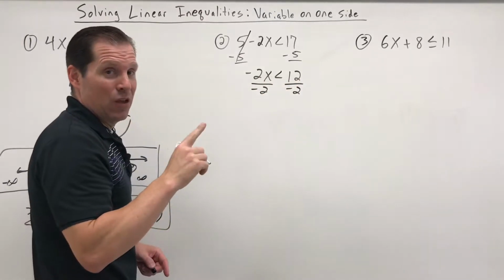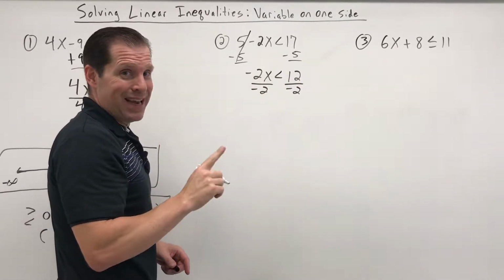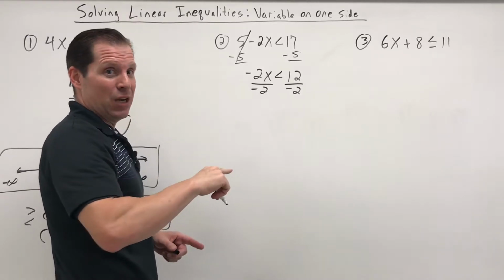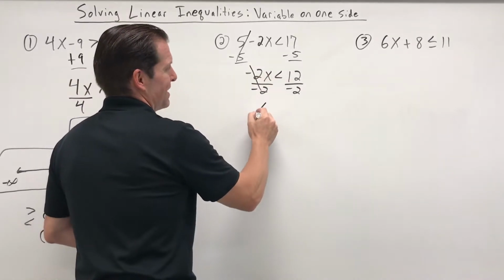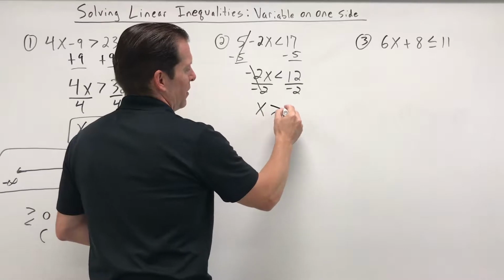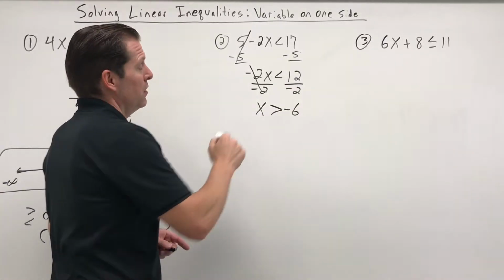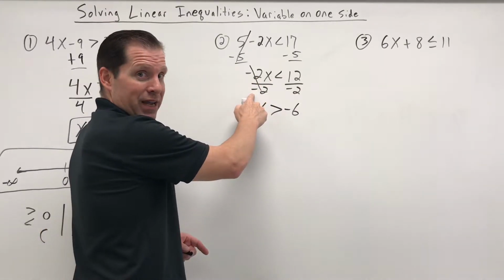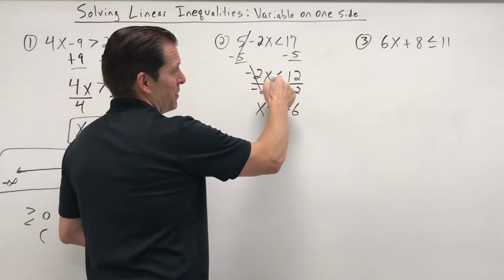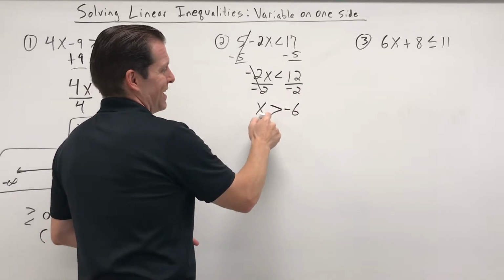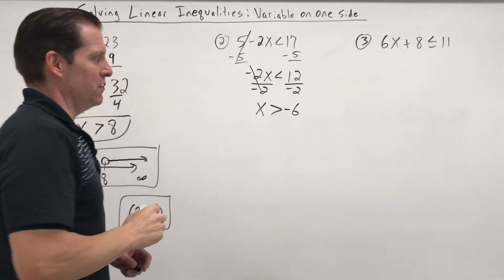Here's the thing. When you multiply or divide by a negative, you have to flip the inequality. So this becomes x is greater than -6. It's a common mistake students make, they forget to flip. So again, if you're dividing or multiplying by a negative, you have to flip that inequality. So this becomes x is greater than -6.